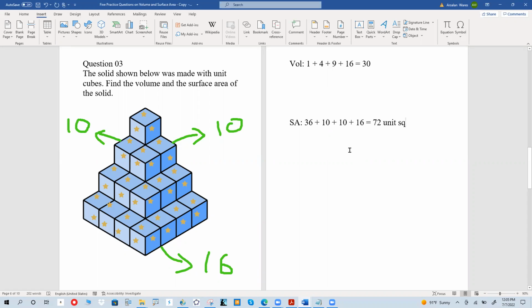Once again, volume is the number of unit cubes, and surface area is the number of unit squares that are exposed. If you take this block, dip it in pink paint or green paint, whatever will be painted should be accounted for in your surface area. I'm going to pause here just a little bit, and then we'll continue working on 2 other problems.